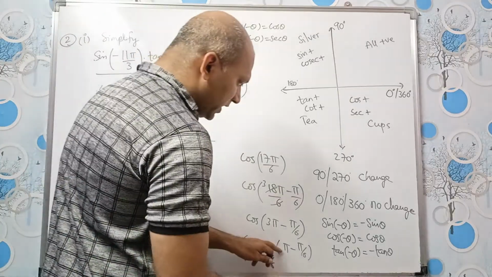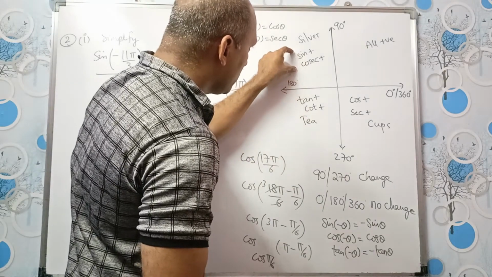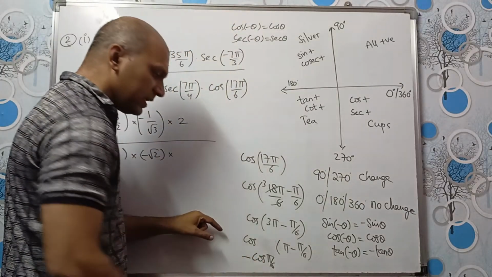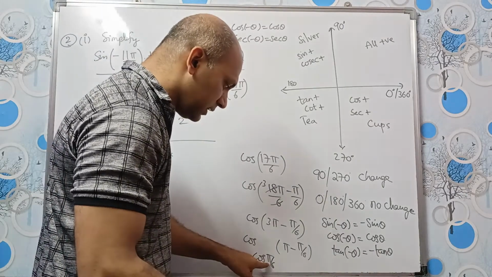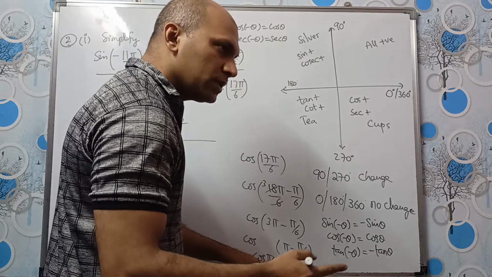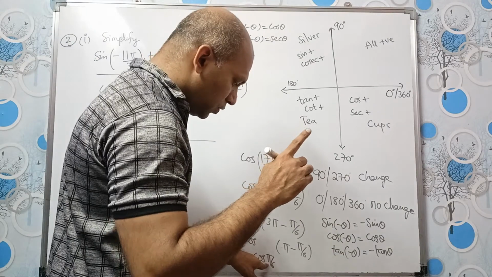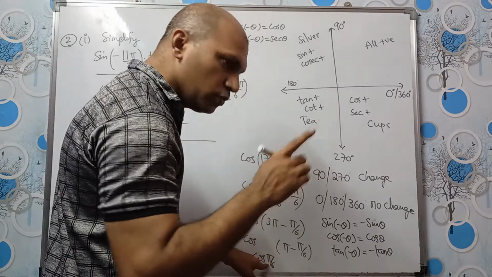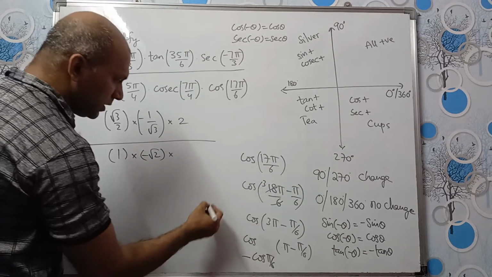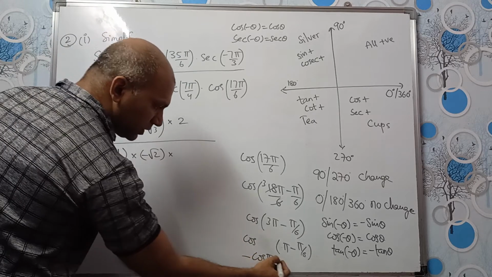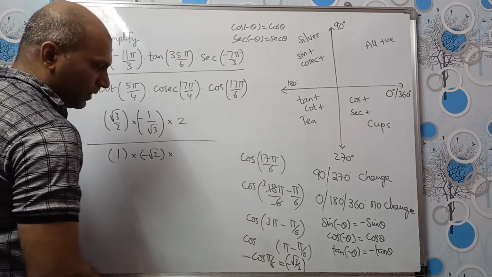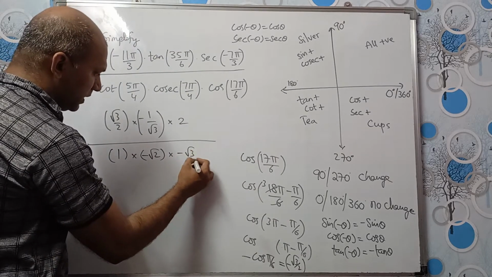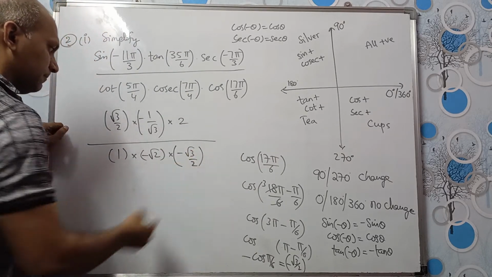Okay, but 180 minus theta will lie in the second quadrant, which means cos is negative, so we'll have a negative sign here. And pi by 6 is equal to how much? 30. So cos 30 is equal to how much? Root 3 by 2. So this will be minus root 3 by 2.